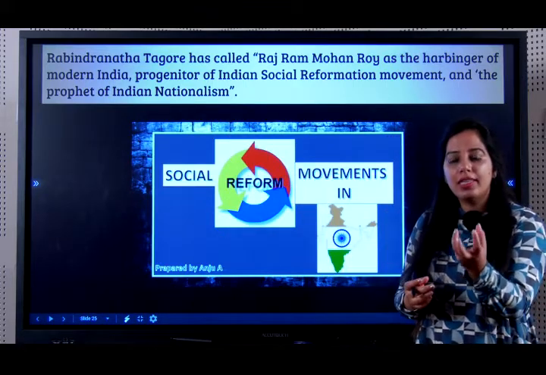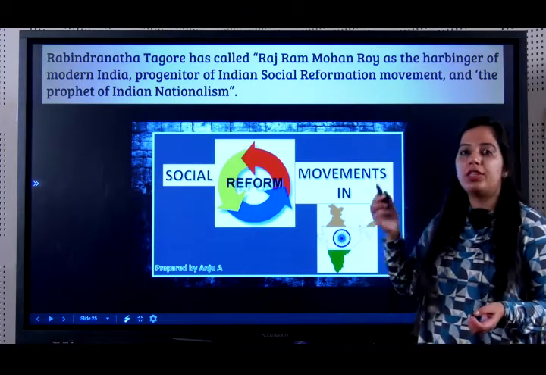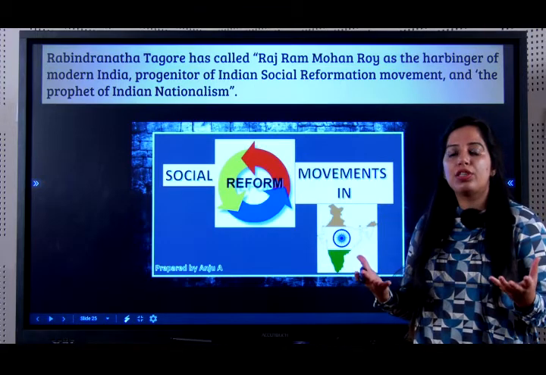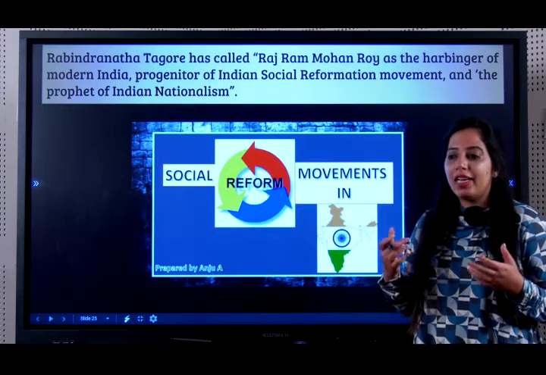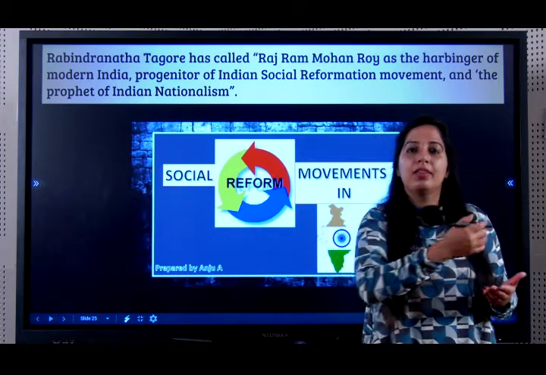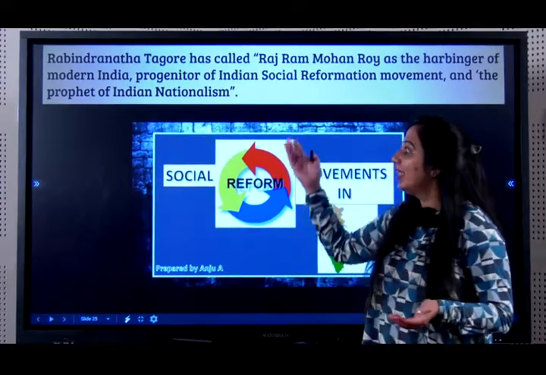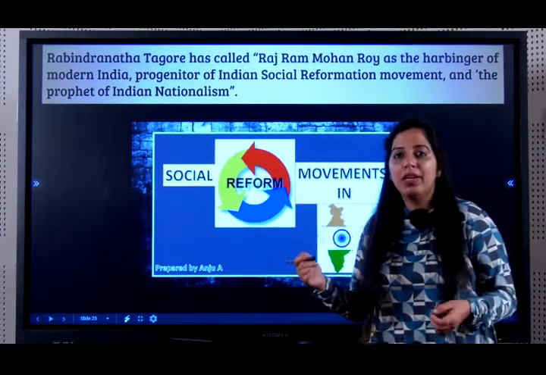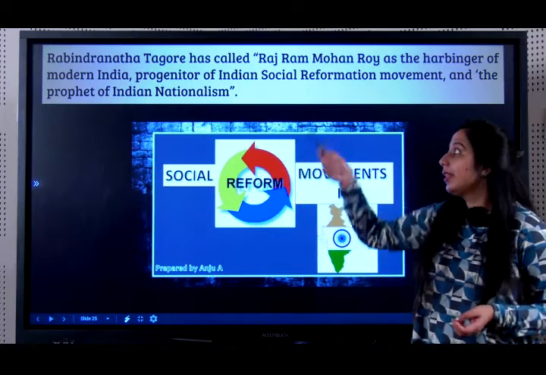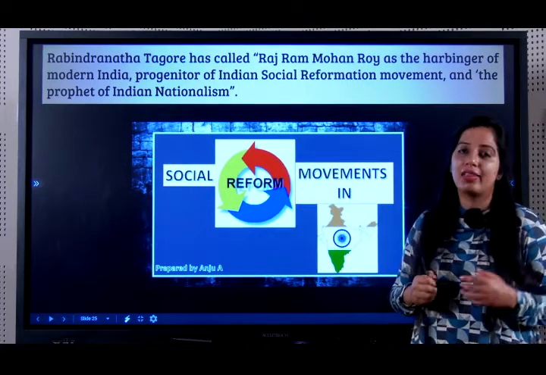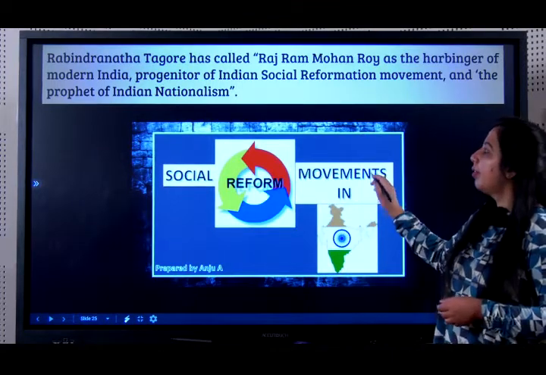Progenitor means he laid, like the seed, the genesis of Indian social reformation. Like the birth of social reformation happened because of Raja Ram Mohan Roy. He was a prophet. Like there are prophets who say, we will make this religion, we will make these values. So he was the prophet for Indian nationalism. Okay, students, in your exam they may not ask you what did Rabindranath Tagore say, but they may give you the quote and ask, who said this? You should know it was said by Rabindranath Tagore about Raja Ram Mohan Roy.